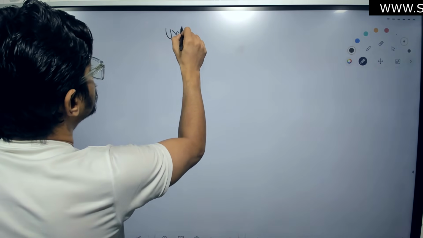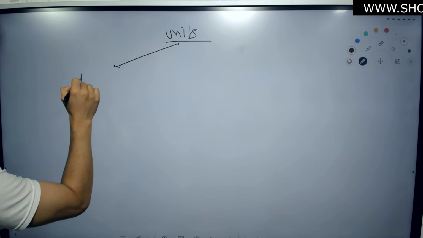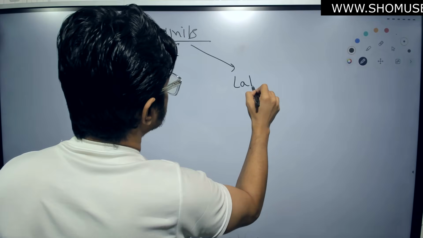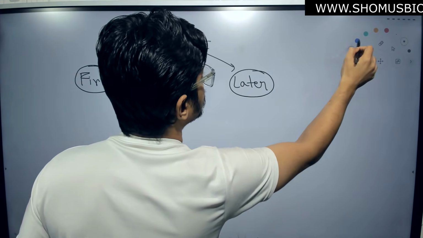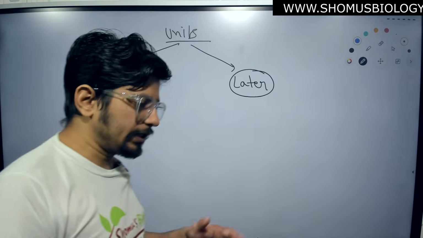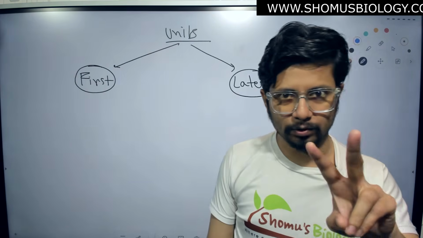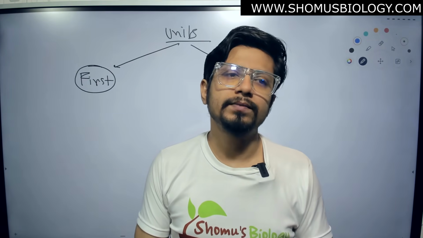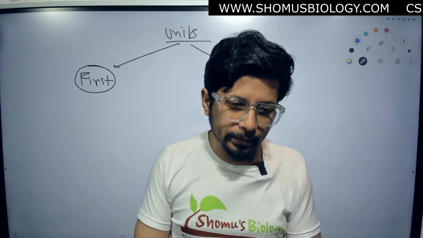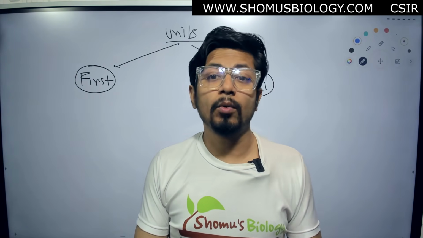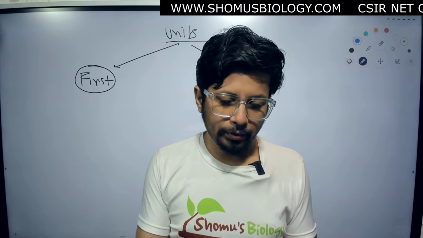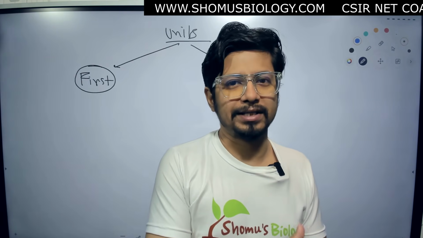So units for the preparation first and later stages of the preparation. So units that you want to prepare first. There are two approaches that you can take. Two approaches I am going to share. One approach is that you can prepare those units or topics which are more economical. That means you are going to get more questions and you need to devote less time.